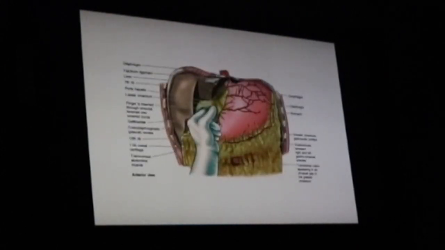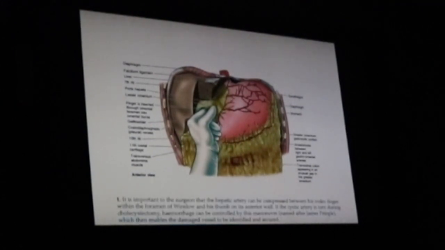Now what is happening? Pringle maneuver. Who is this? James Pringle is the one who described it. I will come to that shortly. Now let's do the blood supply of the stomach. I know you did it, but let's go short.